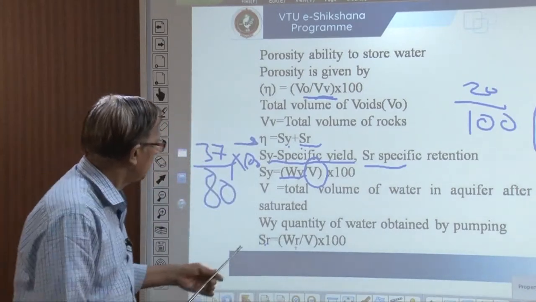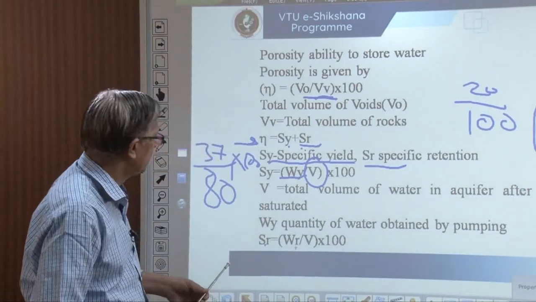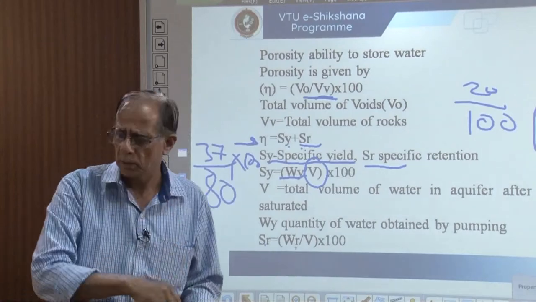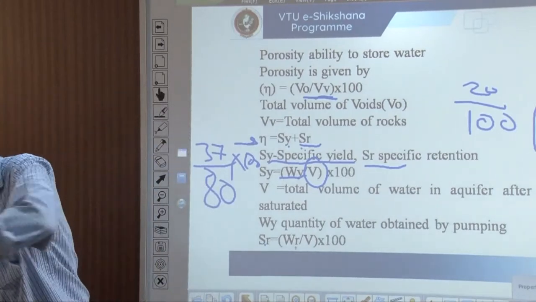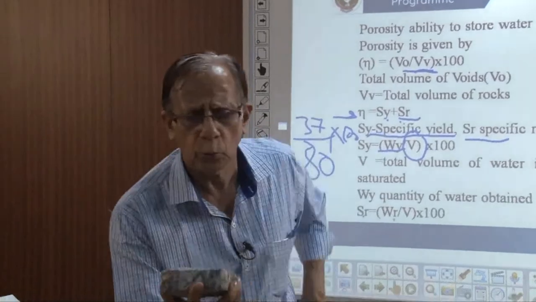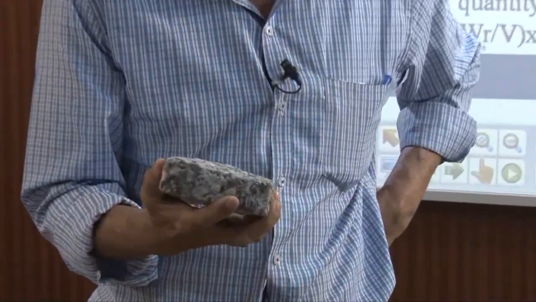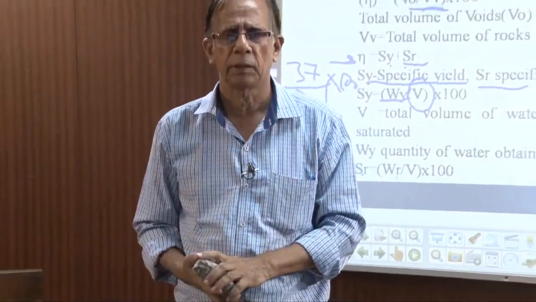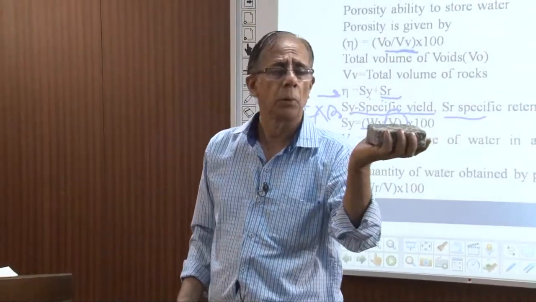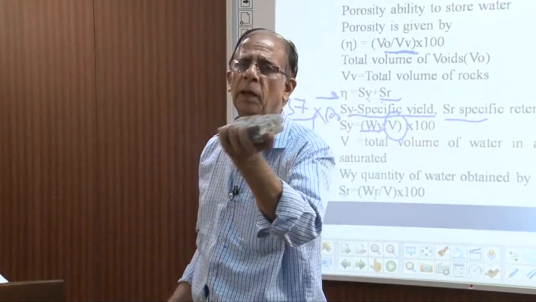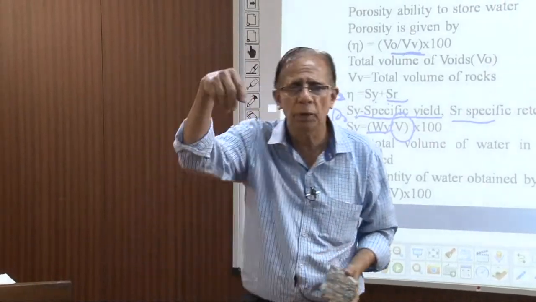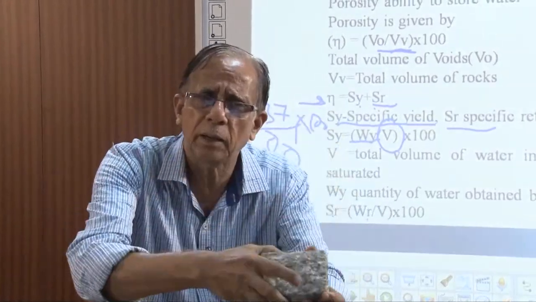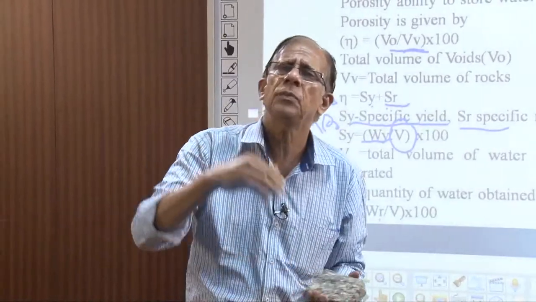Friends, if that is the case, how to understand the specific yield? For example, I have this rock. How do you get its specific yield? Simple technique I suggest. Take the weight of the rock in air. You know its weight? Immerse this in a jar containing water, say for 24 hours.